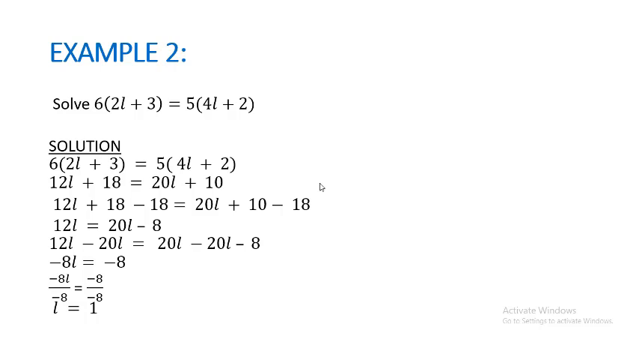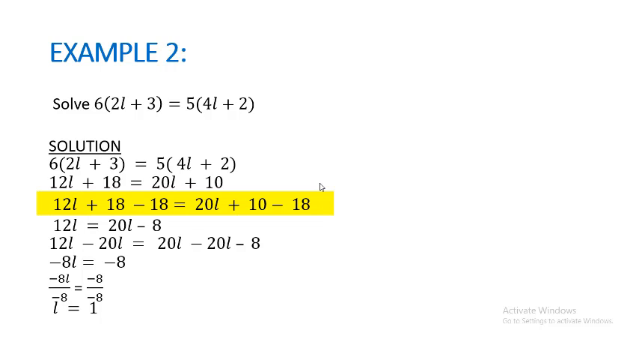6 times 2l, the answer is 12l, plus 6 times 3, the answer is 18, is equal to, let's go to the right hand side. So 5 times 4l, the answer is 20l, plus 5 times 2, the answer is 10. Now here we can simplify. Okay, we can simplify this.